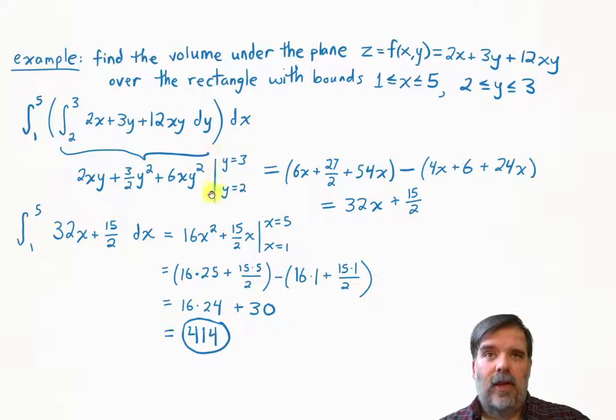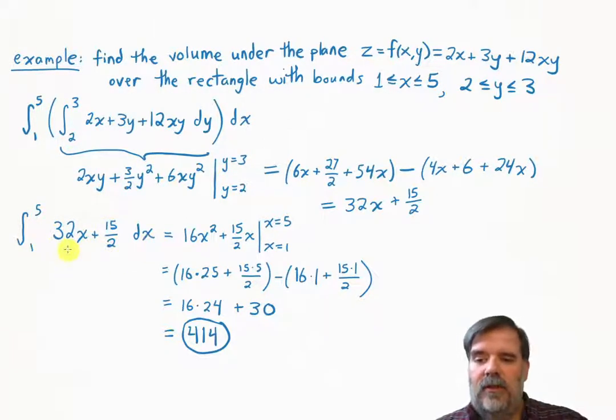We will evaluate it from y equals 3 to y equals 2. So plug in 3, subtract, plugging in 2, and then once you simplify, you'll get 32x plus 15 over 2. And that's the result of simplifying the inner integral. The result, as usual, is a function of the outer variable, in this case a function of x. And so here we have the integral from 1 to 5 of 32x plus 15 over 2 dx.